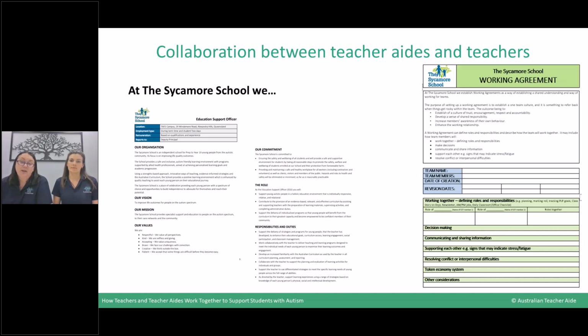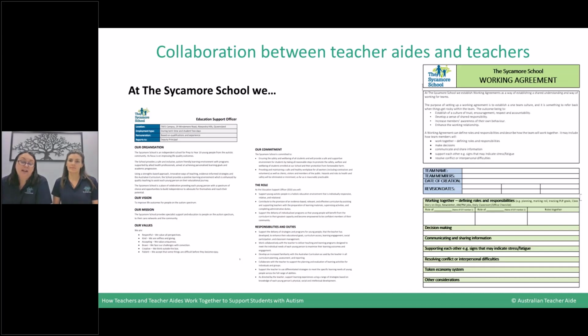And you can see some of the topics there. So they actually define for each other what the roles are, what the tasks are, what they're going to work on together. And they also unpack with each other, what will decision making look like for us as a team? How will we communicate and share information? What are some ways that we can support each other with signs that we might be fatigued or stressed? How are we going to resolve conflict if there are some difficulties that come up through the year?